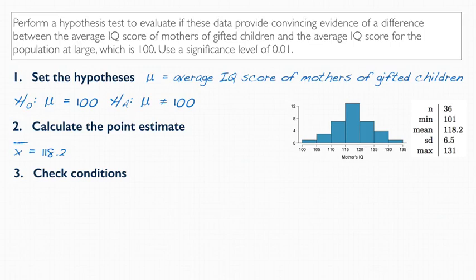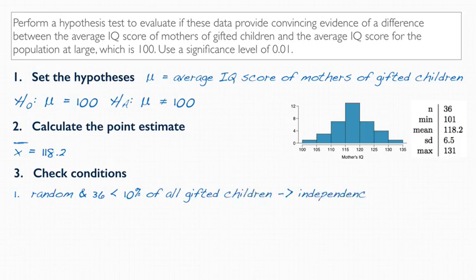The first condition is about independence. We have a random sample, we're told, and 36 is definitely less than 10% of all gifted children. Therefore, we can assume independence. But let's get into a little bit of detail as to what we mean by we can assume independence. What we mean here is that we can assume that the IQ score of one mother in this sample is independent of another one.